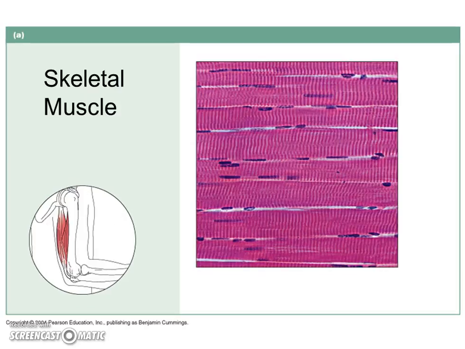Here's another type of muscle. This is skeletal muscle. It also has fibers, but they don't branch.